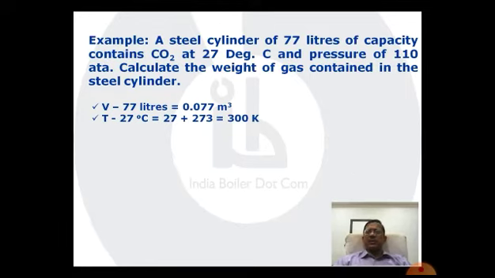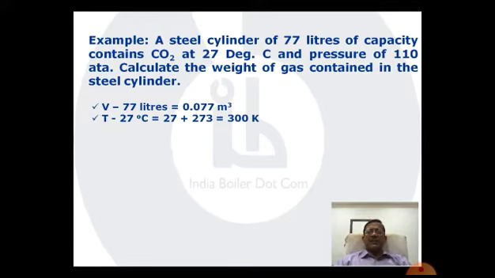We know that converting the temperature to absolute, that is Kelvin, is absolutely essential. And they have also given the pressure as 110 atmosphere. We know that PV is equal to mRST. If I want to find out the mass, I'll have to use the equation PV is equal to mRST.